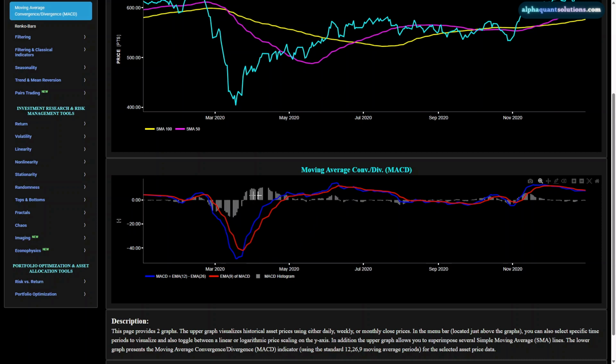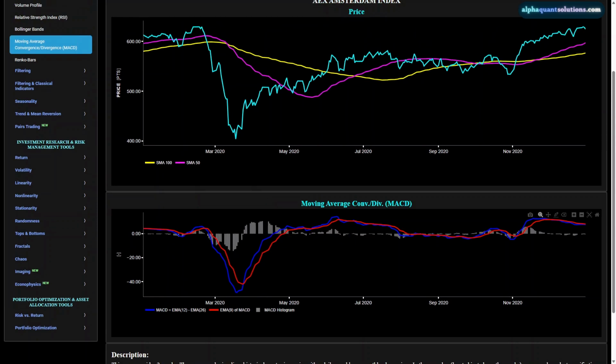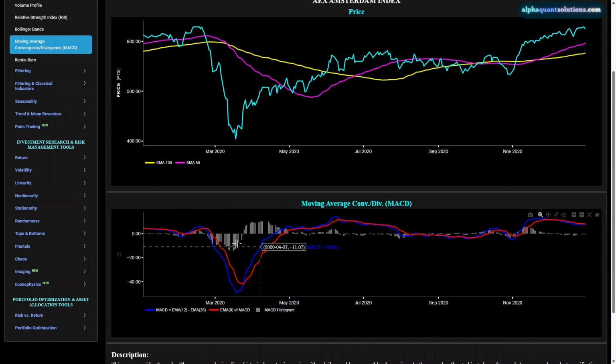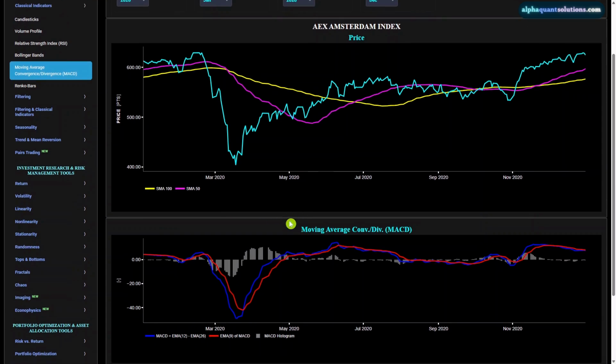And so the histograms show a potential momentum or trend. In this case, you see here, this is the zero line. When the histograms are positive, this could potentially indicate a trending upward of the IX index. If it's negative, we might be having a price going down. And the height of the histograms indicates the strength of the momentum. So this is an interesting indicator.